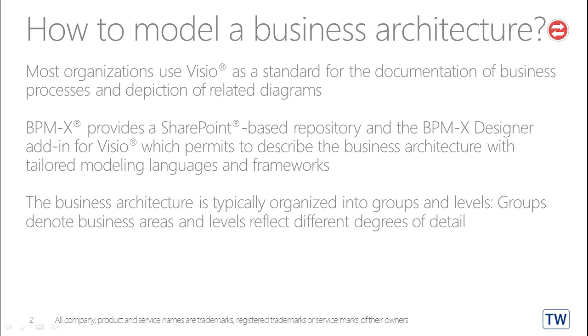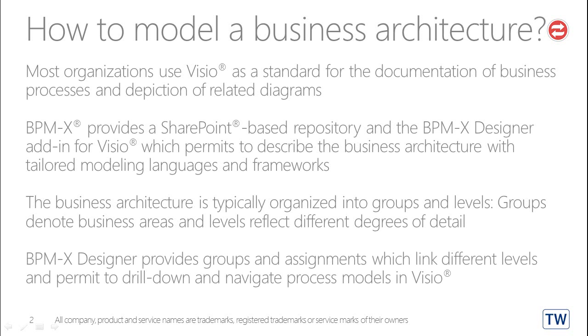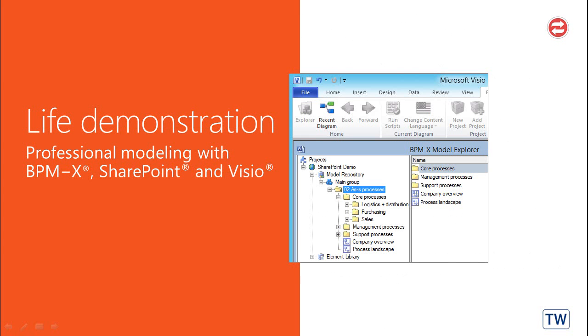On the next level, there are subdivisions into domains like controlling, production, or financials. And of course, there may be end-to-end business processes, for instance market to order or quote to cash. They consist of main processes, which in turn break down to processes, sub-processes, and activities. Having such process-related decomposition metaphorically means to zoom from a low level of detail to a steadily growing level of detail. BPMX Designer provides groups and assignments which link different levels and permit to drill down and navigate process models in Visio. Let us now have a look at how groups and assignments look like in a live scenario.